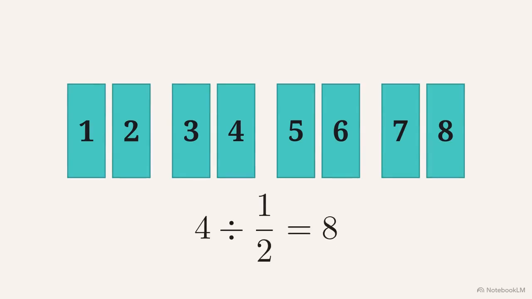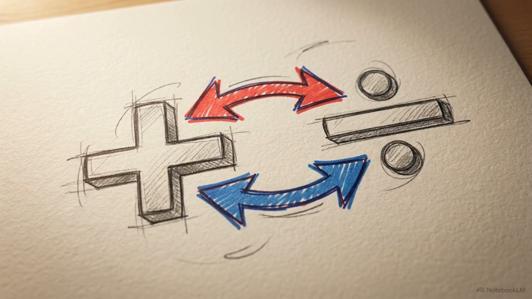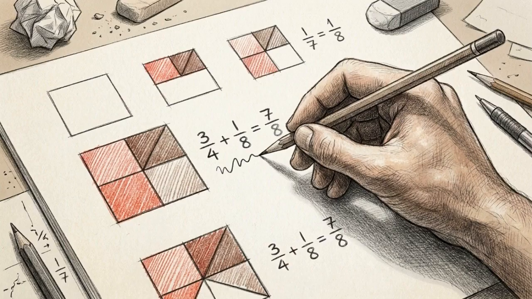If we draw out 4 whole rectangles and cut each one down the middle, we can just count the resulting pieces. 1, 2, 3, 4, 5, 6, 7, 8. 4 divided by 1/2 equals 8. Mathematical operations change their behavior when fractions are introduced. To avoid errors, you have to visualize the physical action the math is asking you to perform, rather than just looking at the numbers.